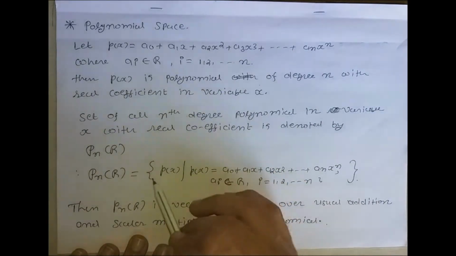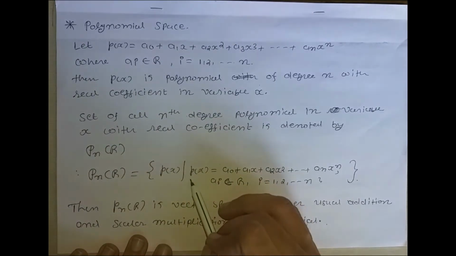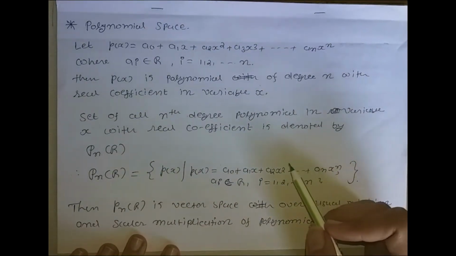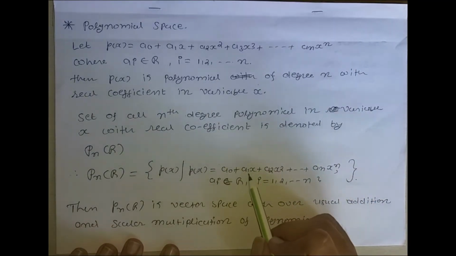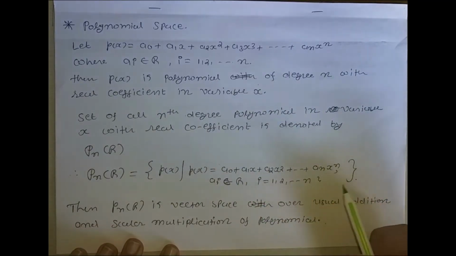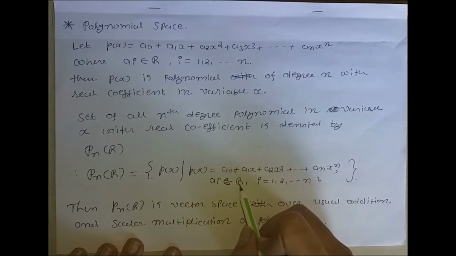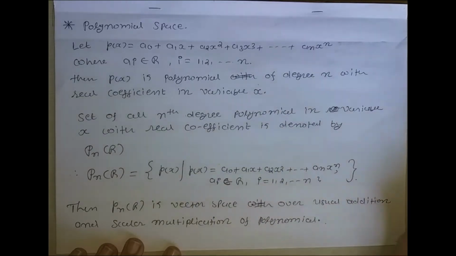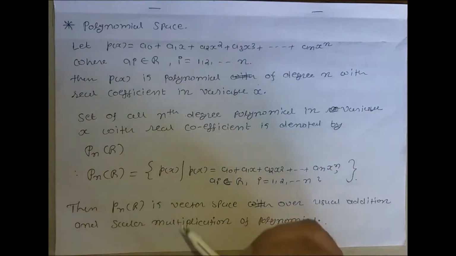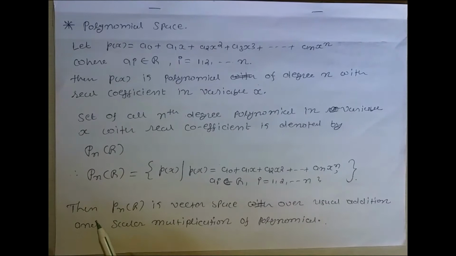So Pn(R) is equal to the set of all polynomials P(x), where P(x) is an nth degree polynomial, written as a0 + a1x + a2x² + ... + an xⁿ. All these coefficients are from the set of real numbers, with i running from 0 to n. So in simple terms, Pn(R) is the set of all nth degree polynomials where we have considered the coefficients from the set of all real numbers. Then Pn(R) is a vector space over the usual addition and scalar multiplication of polynomials.